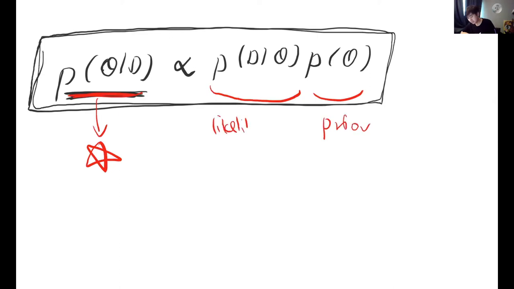So whenever you see a problem, you should think to yourself, what is the prior of what I'm looking for, my parameter of interest, and what is the likelihood? And the likelihood depends on the model that we are considering later on. And with that, we can get our posterior. Okay, so that is one part of the puzzle.